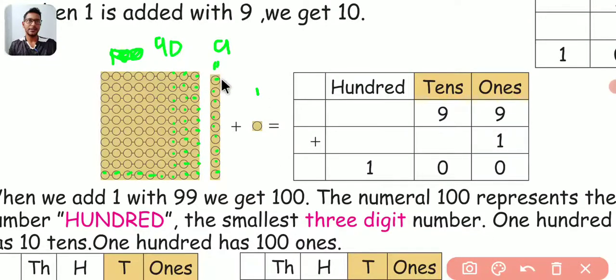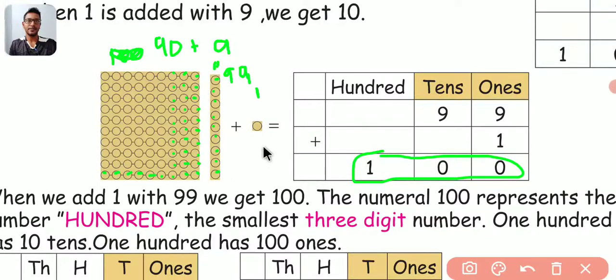Okay, this picture is representing the number 9. Okay, this is representing 1. So 90 plus 9 what? 99. Okay, 99 plus 1 what? Yes, 100. Okay, the answer is 100.